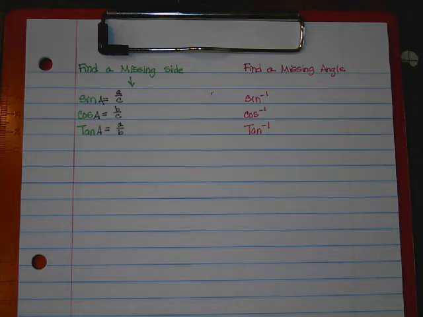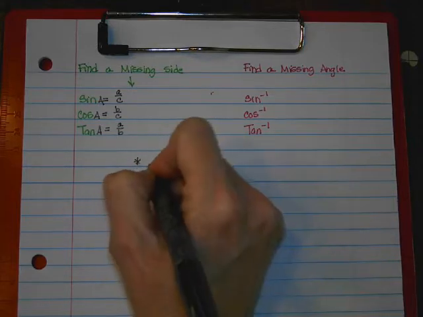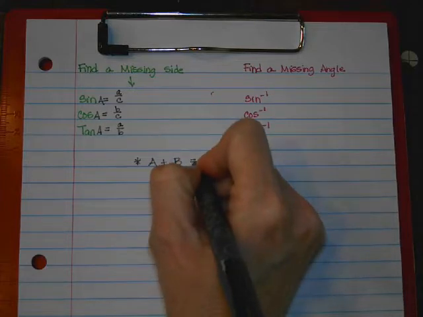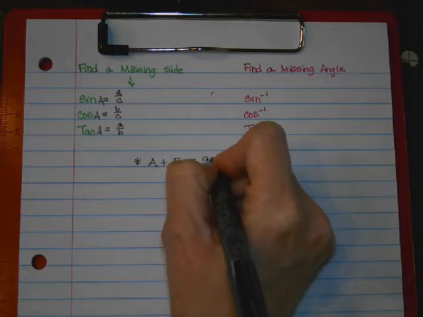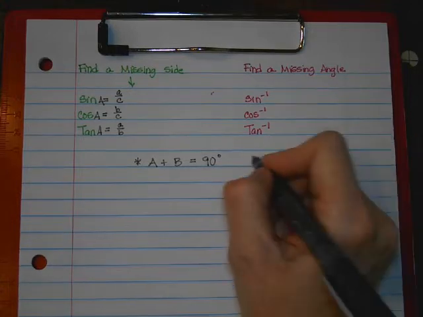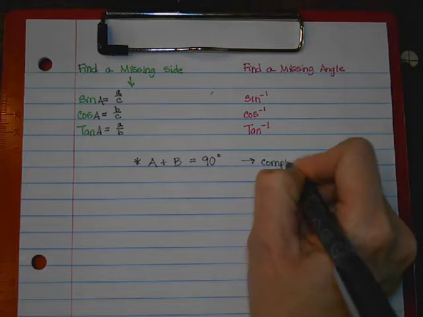So as long as you know one angle, either A or B, we can quickly identify the other, because we're going to make a note of that. So let's make a little star, star, star. That angle A plus angle B in any right triangle will be equal to 90 degrees. And we learned this yesterday, that these kinds of angles that add up to 90 degrees are called complementary angles.